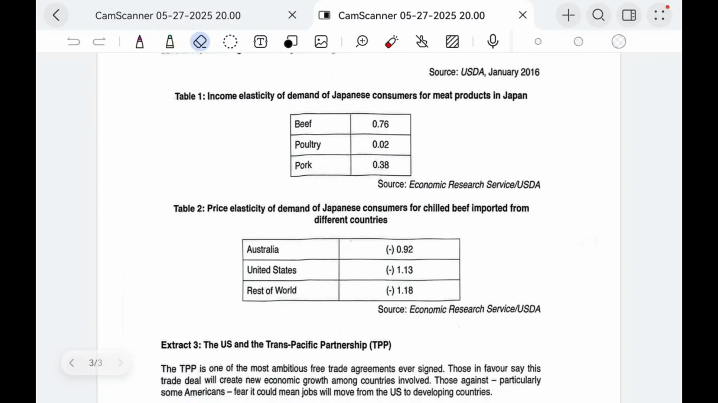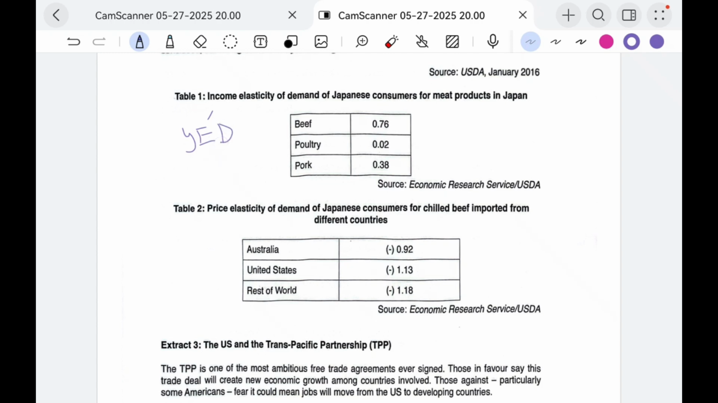Okay, so the past 2 cases are about your words, qualitative information. Here you have the data sources. So you see table 1, income elasticity of demand of Japanese consumers for meat products in Japan. Okay, so this is the first explicit concept that they are mentioning, which is your YED.